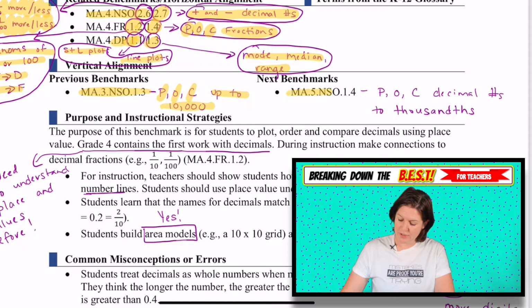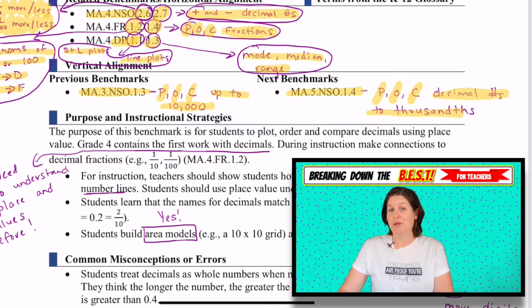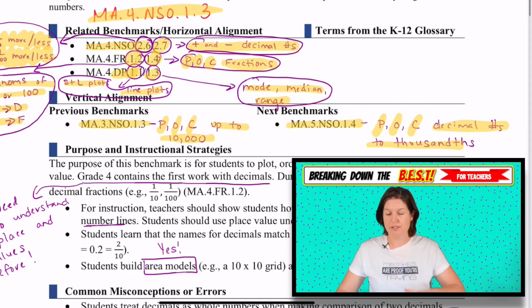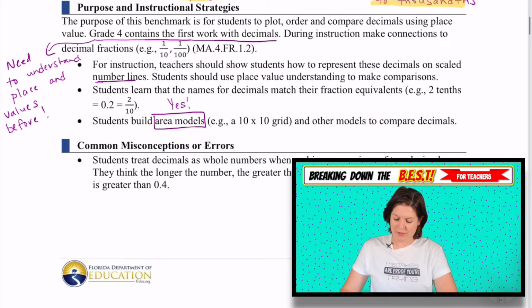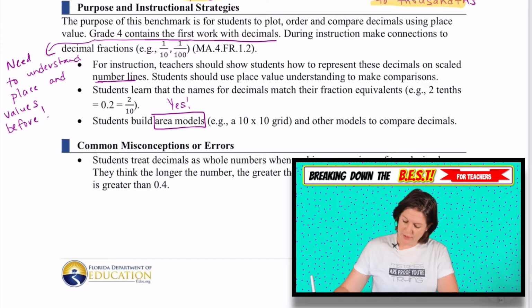And then next year, MA.4.NSO.1.5, we will plot, order, and compare decimal numbers to the thousandths. So the only difference here is that we're going to the thousandths place, where this standard stops at the hundredths place. Cool? All right, now purpose and instructional strategies.